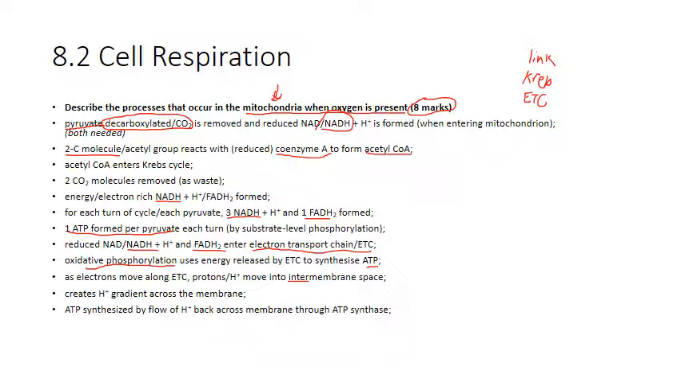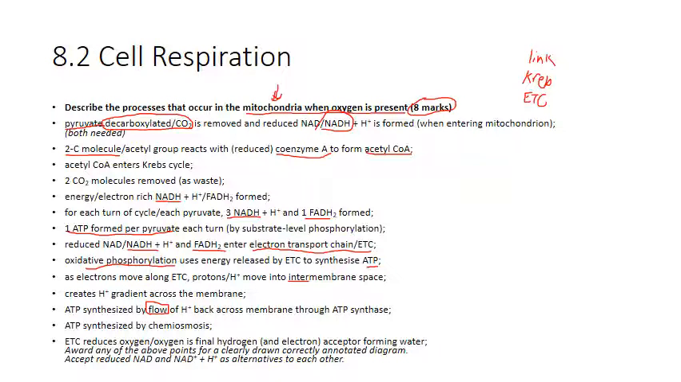ATP is synthesized when they flow back passively through ATP synthase. Be careful with your verb here. It has to be something that tells them you understand that that process is passive. If you just say move, they might think that you think it's being pumped, so be very careful. I don't even think I would use the word flow. I think I would say move passively, just so that they're clear. And then ATP is synthesized by chemiosmosis. You could also talk about how oxygen is the final electron acceptor, to form water.